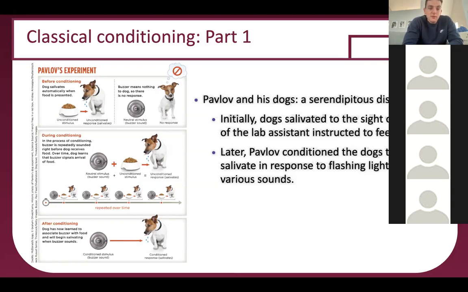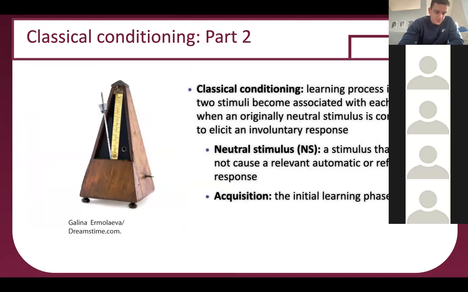Instead of actually having to smell the food, they would just hear the sound or see the researcher and start to drool. So yeah, it says here, dogs salivated to the sight or sound of the lab assistant instructed to feed them. Pavlov conditioned the dogs to salivate in response to flashing lights and various sounds. So Pavlov took that idea and ran with it. And he said, well, how can I stretch this out and see how many different stimuli I can associate this with? And all of this is associated with an idea called classical conditioning.